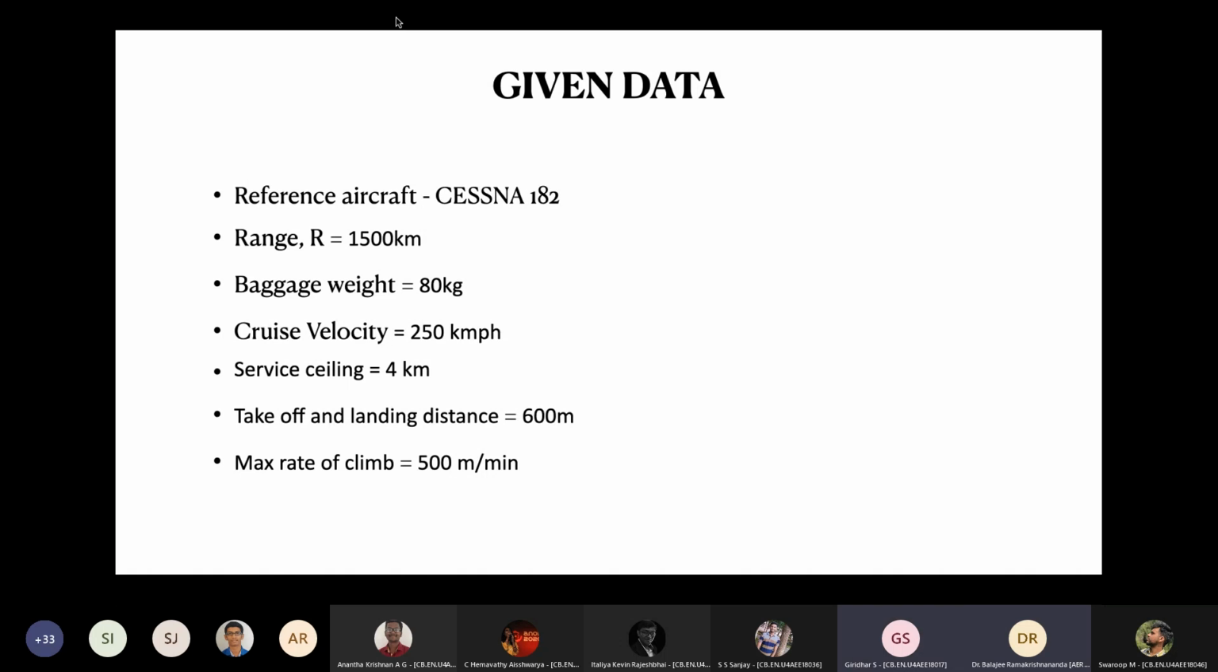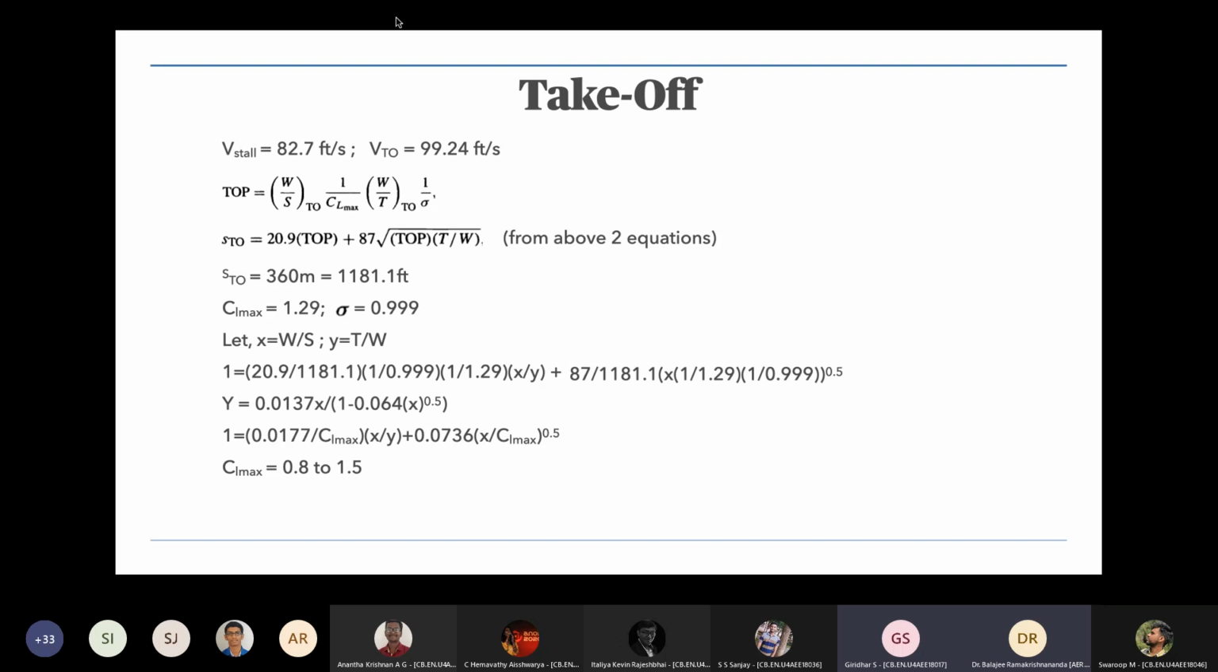Sir, you gave that. Okay, sure. So this is the V stall we took for the takeoff. We took V stall from the Cessna 182 data, and then we multiplied it by 1.2, and we got the takeoff speed. And then, as usual, through the formula, we substituted everything, and the S takeoff we assumed was 60% of the given runway length, which is 60% of 600 meters.